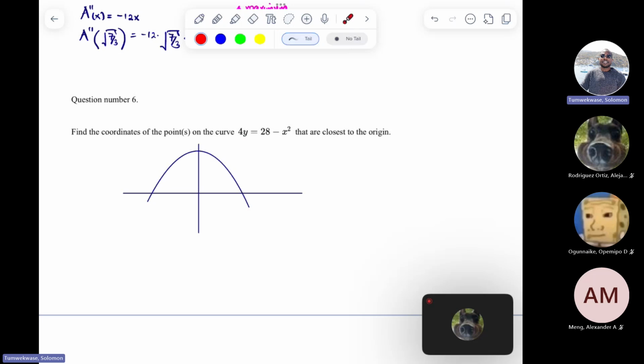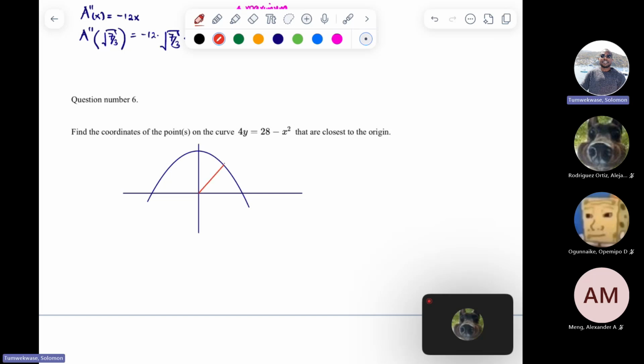You can see that when x is 0, y is 28 over 4, which is 7. So this point here is (0, 7). And when y is 0, these points are negative square root of 28 and positive square root of 28. But really, that's not important. What is important is that they are telling us that we want this curve and we want to find the coordinates of the points.